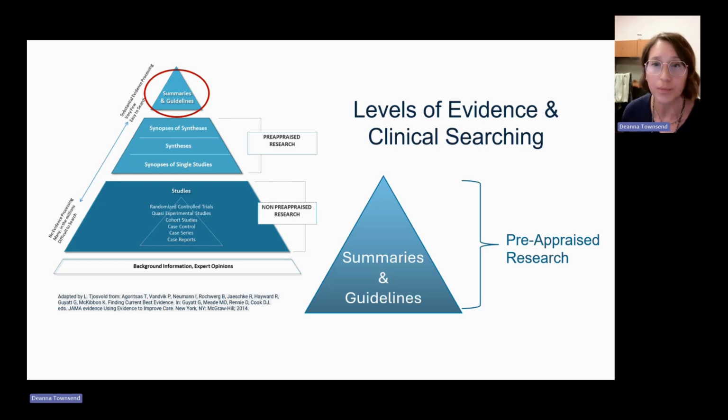you're doing primary research. And as you move up the pyramid, of course, we look at more of that pre-appraised research, so syntheses and synopses, and then at the very top is the summaries and guidelines. Excuse me, and that's where DynaMed and UpToDate sit, right at that top of the pyramid where there's been substantial evidence processing, there's less to sift through, and a lot of that critical appraisal has been really done for you.